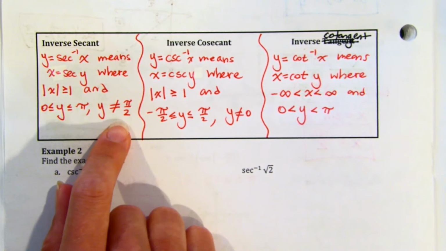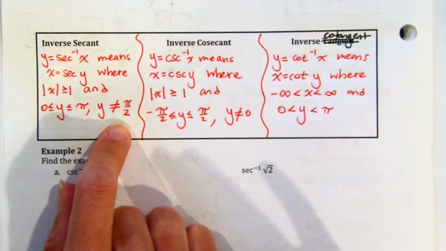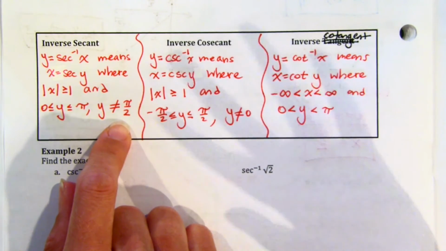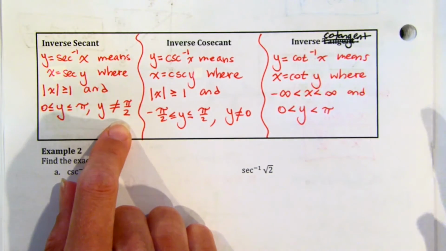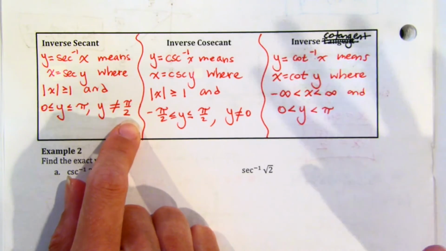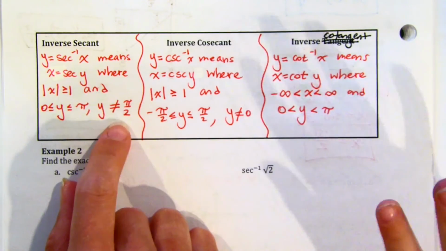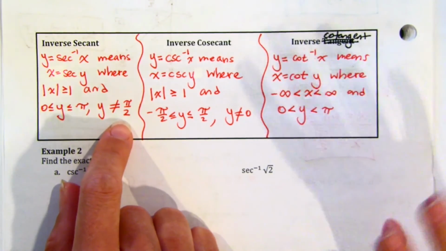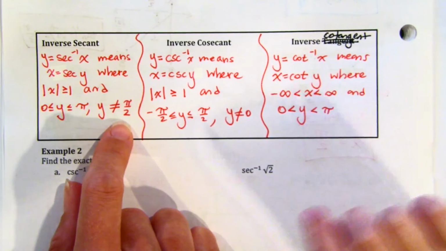Now, why can y not be equal to pi over 2? If you remember back to secant, 1 divided by the cosine of pi over 2. The cosine of pi over 2 is 0. That's where our asymptote is located, or our undefined functions, so it's never going to be equal to that value.